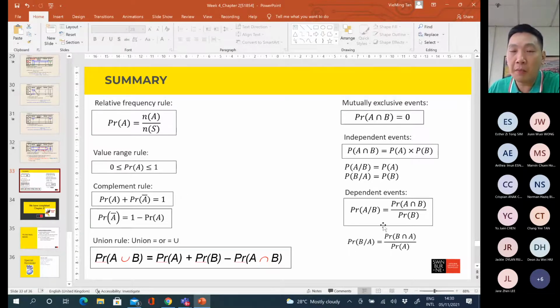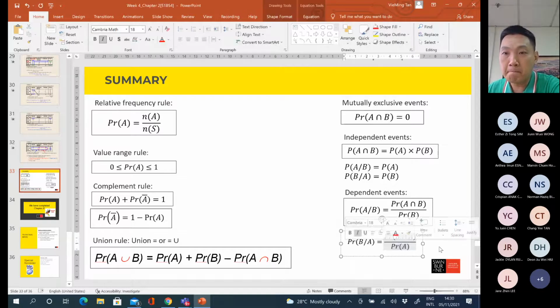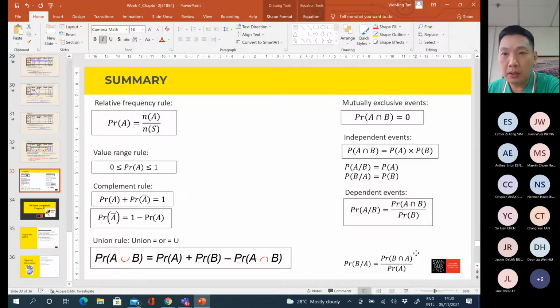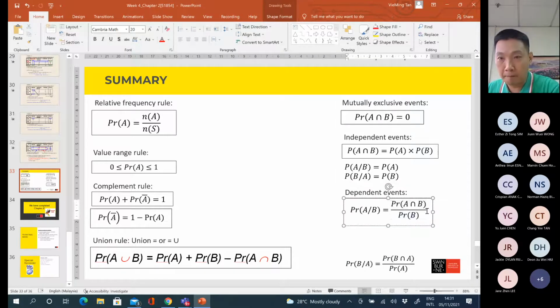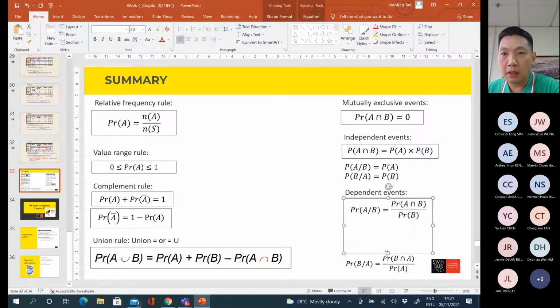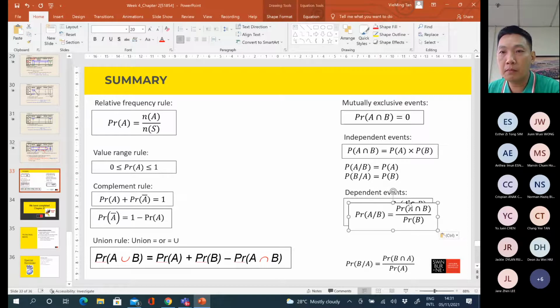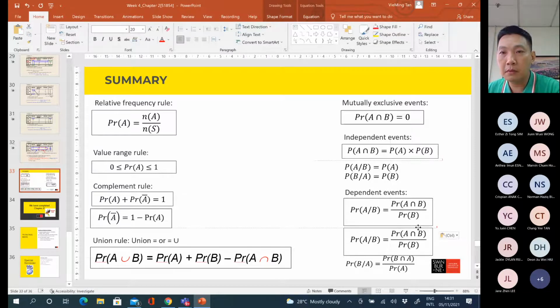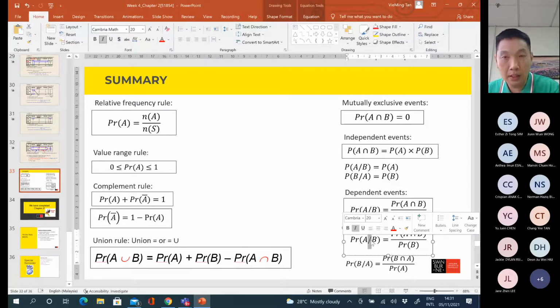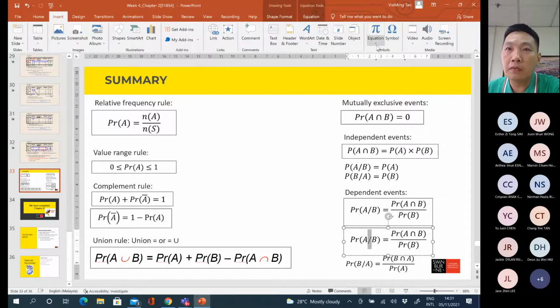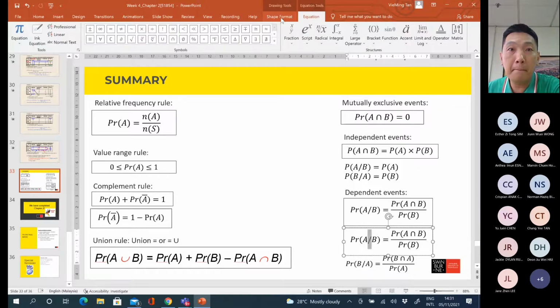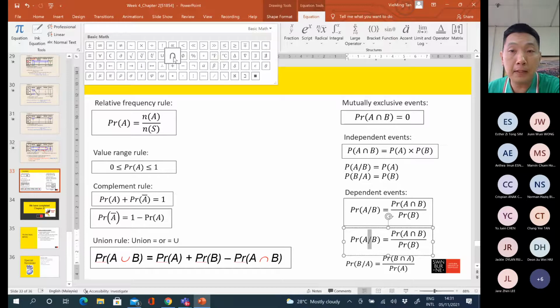Okay, and based on this formula, actually you can try to transpose the formula to calculate the A intersect B for the dependent event question by using this formula that you learned. So let's say now we can try to use this formula to calculate the value of A intersect B. I try to copy this formula so that we can transpose it. Okay, let's say now you want to calculate A intersect B. I try to use the formula, all right? Intersect is like this.